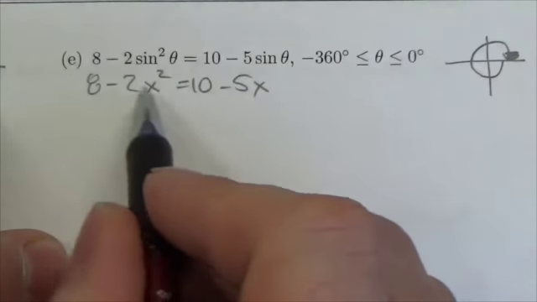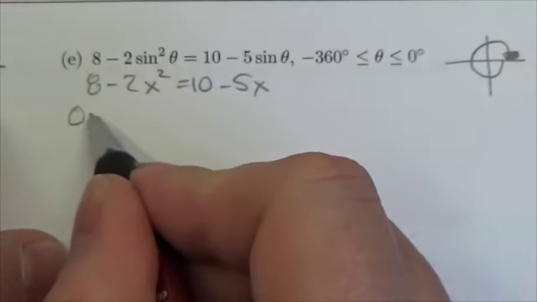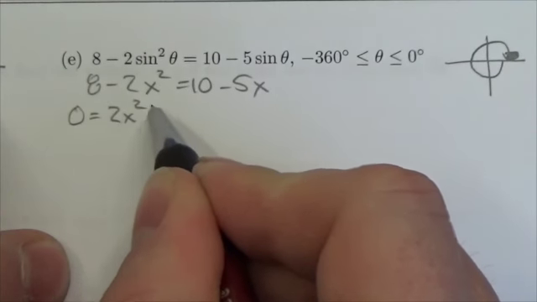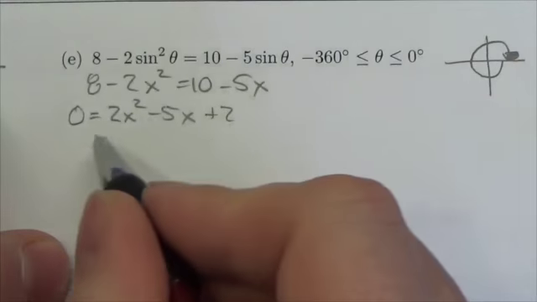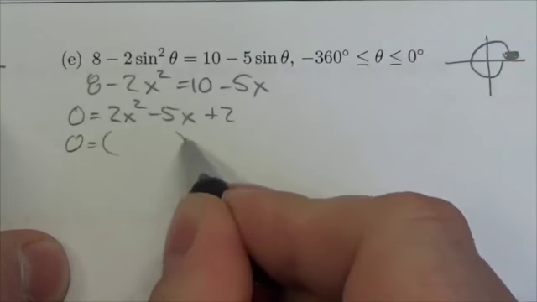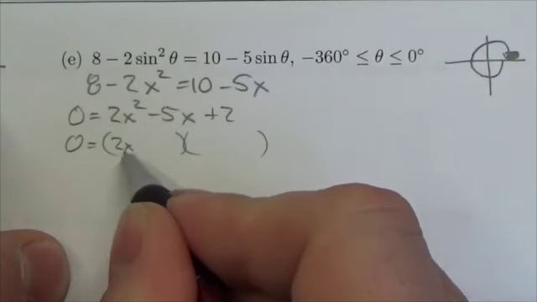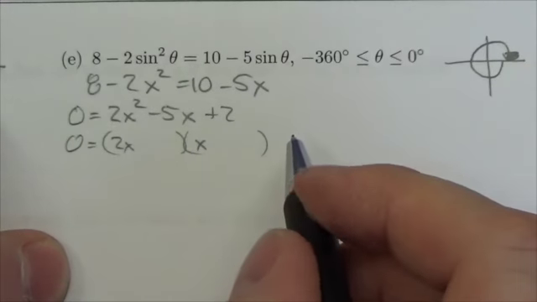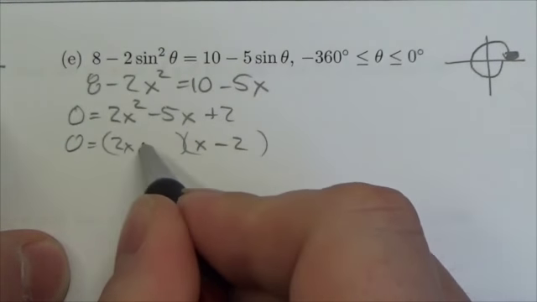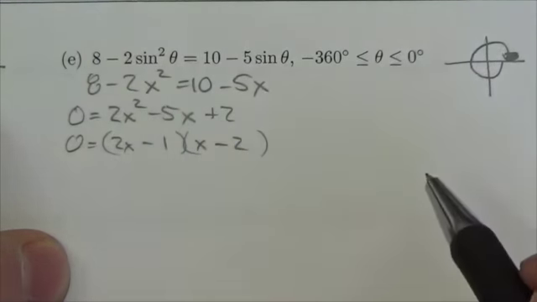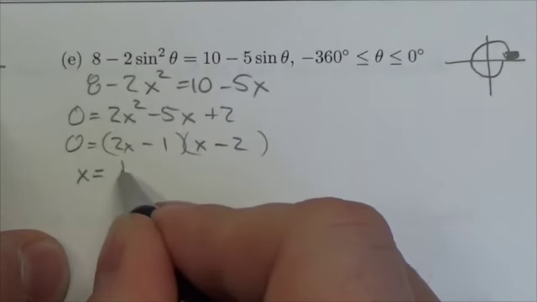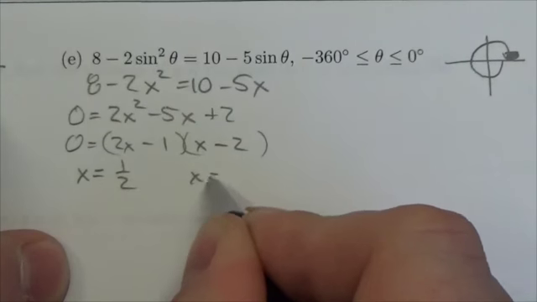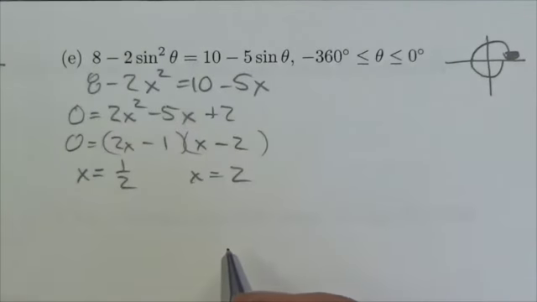So it's quadratic. I'm going to bring everything over to the right-hand side. And so this will become positive 2x squared minus 5x plus 2. And now I'll factor this. So 2x and x. And I suspect that's got to be minus 2, minus 1 to get the negative 5 in the middle there. Yep. So now x is either equal to positive 1/2 or x is equal to positive 2.